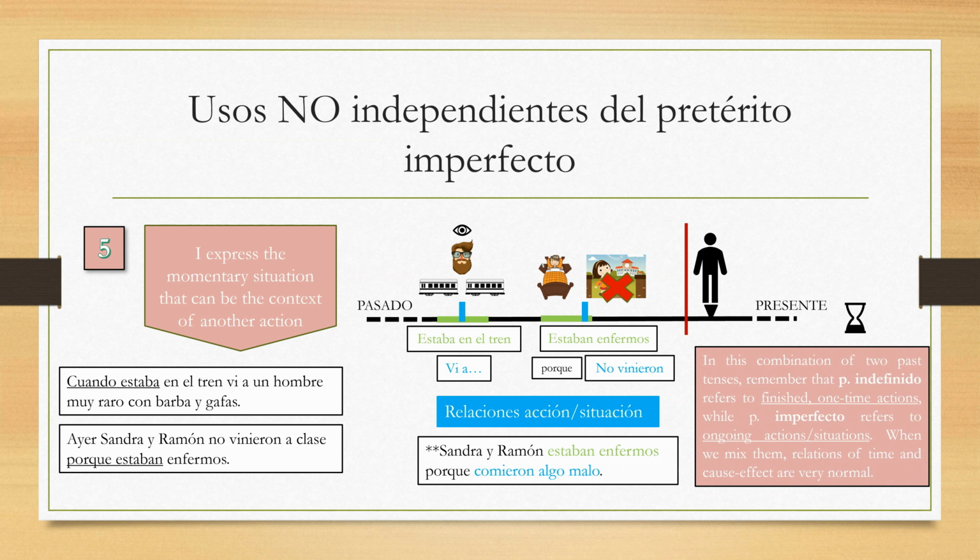This is a little bit what I was mentioning. Okay, we remember that we have pretérito indefinido for finished one-time actions, while imperfecto refers to ongoing actions or situations. Okay, these relations of time and cause and effect are very normal, and we have different ways of combining them, as I just mentioned.